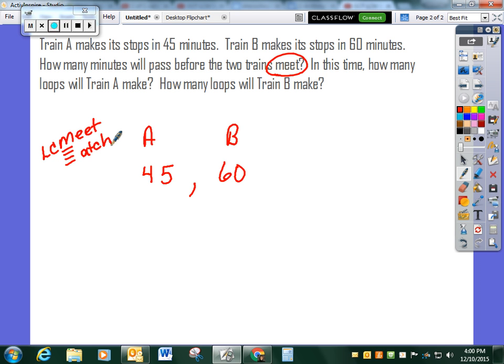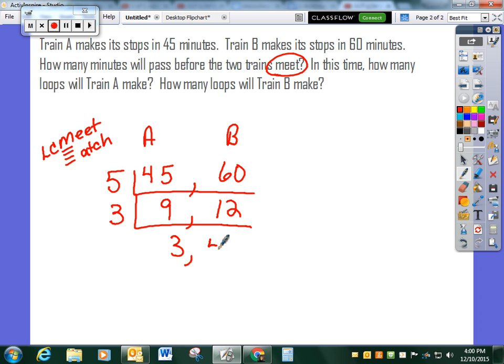In this time, how many loops will train A make? How many loops will train B make? So 45 and 60 are both divisible by 5. 45 divided by 5 is 9. 60 divided by 5 is 12. 9 and 12 are both divisible by 3. 9 divided by 3 is 3, and 12 divided by 3 is 4. 3 and 4 only have a common factor of 1, so I know I'm done.